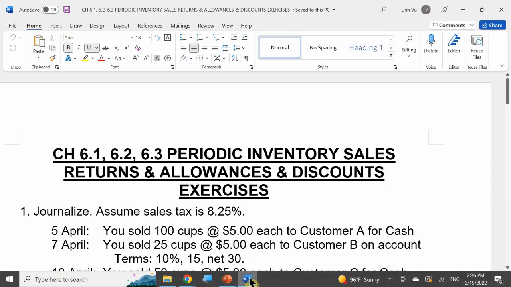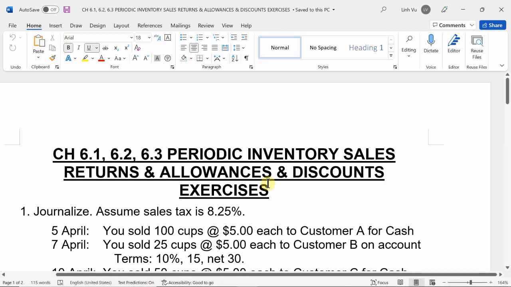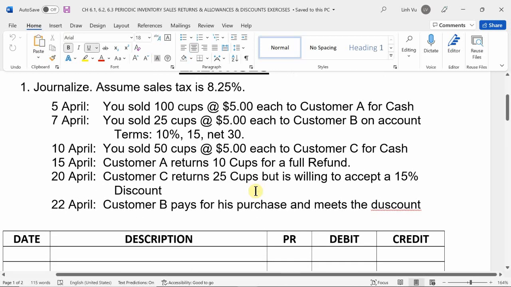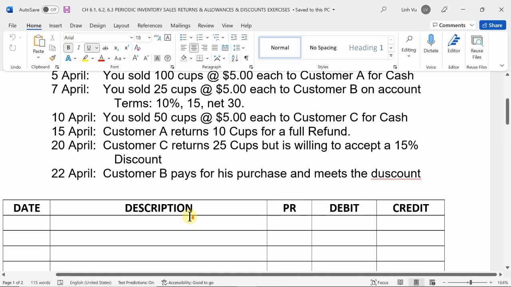All right. So then let's dive right into the chapter exercise here. Okay. For the periodic inventory, sales, returns, and allowances and discounts exercise. Okay. So, number one, journalize, assume that sales tax is 8.25%. Okay. So on April 5th, you sold a total of 100 cups at $5 each to customer A for cash. Okay. So, how should I journalize this transaction?